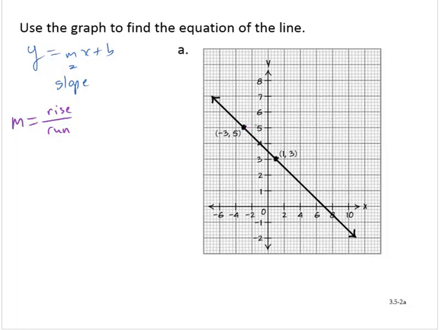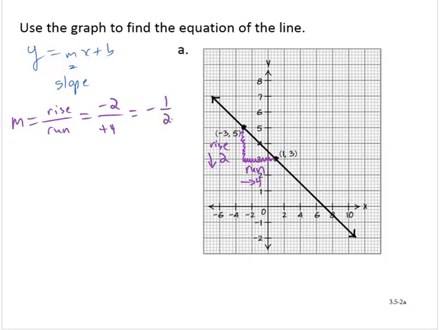So we have (-3, 5). Our rise then is that distance, which is down 2. So our rise is -2. Our run is this distance, and our run then is right 4. So we'll think of that as +4, and that gives us, after reducing, -1/2.